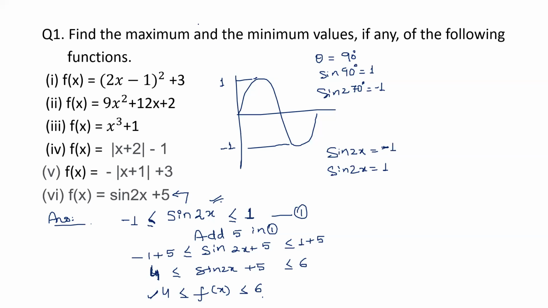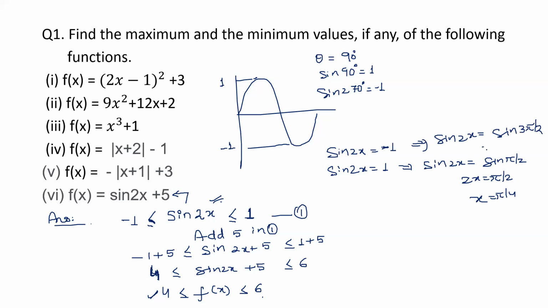Nabil, I'm going to show this. Sine 2x is equal to sine pi by 2, so 2x is equal to pi by 2, so x is equal to pi by 4. And for this one, sine 2x is equal to sine 3 pi. So x is equal to what? 3 pi by 4. In the question, they have not mentioned that we need to find the point also, so we can just write the maximum and minimum value.